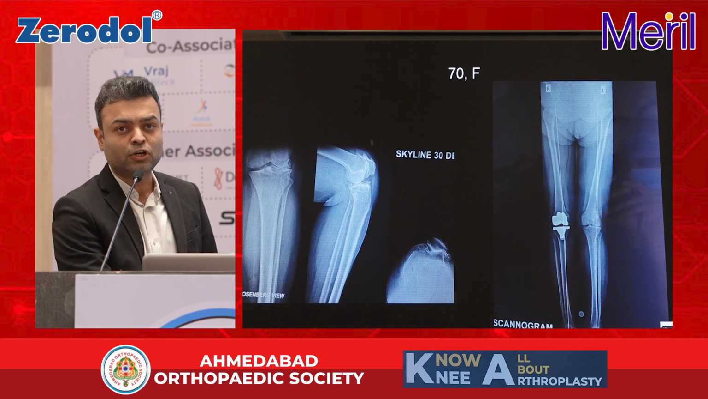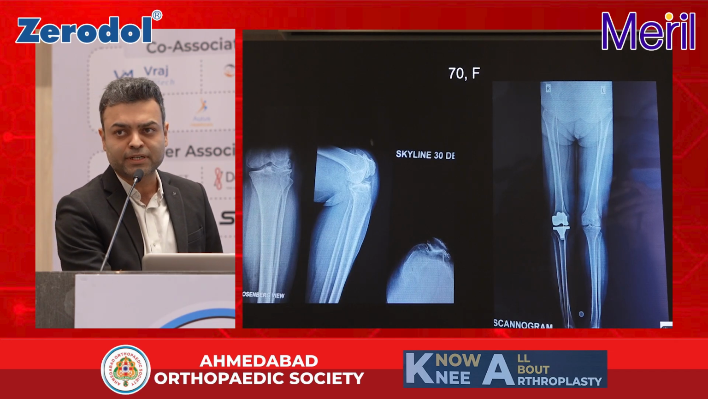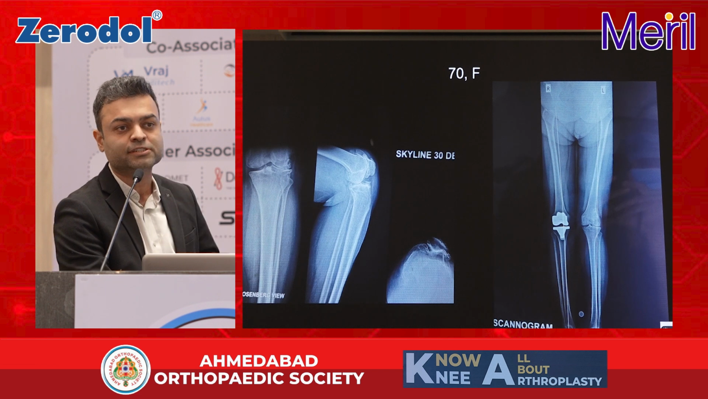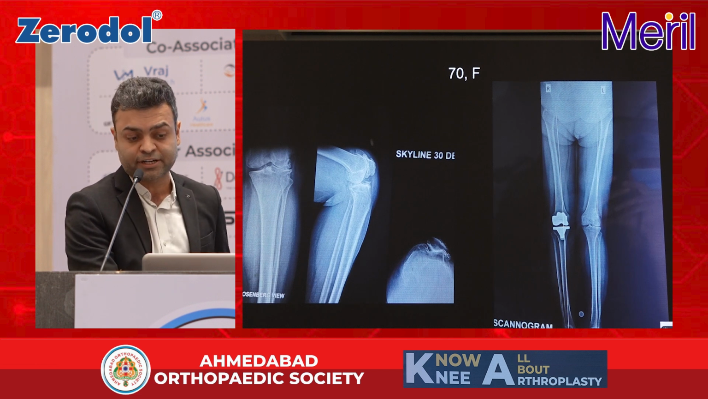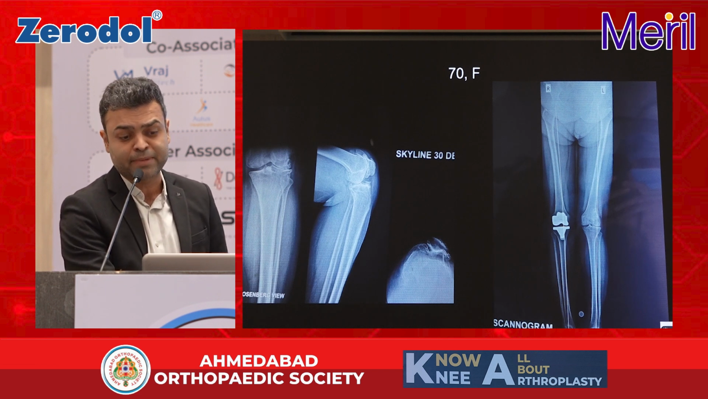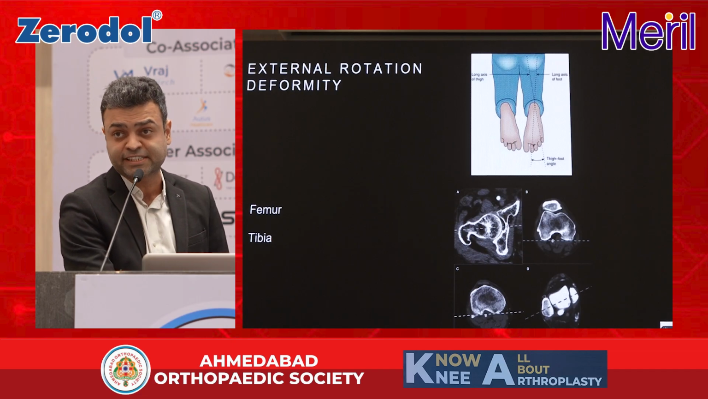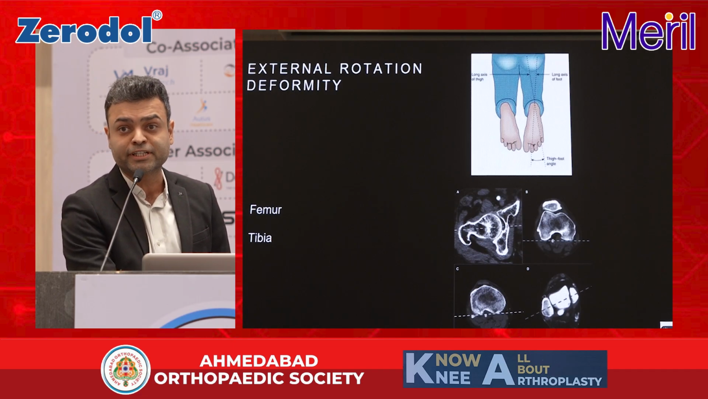When you're talking about long leg films, we also need to understand that sometimes these patients end up with extra-articular deformation. So the deformity is not only intra-articular, it is extra-articular in many patients. When you have a significant deformity, then you might need a CT scan to evaluate whether the deformity is from the femur or the tibia or the foot and ankle.